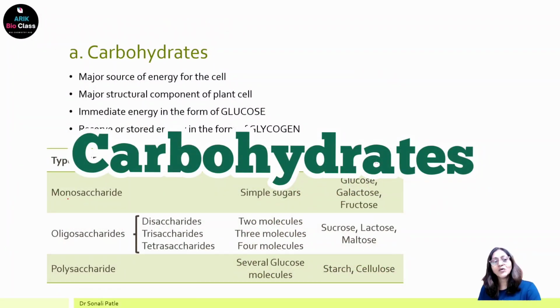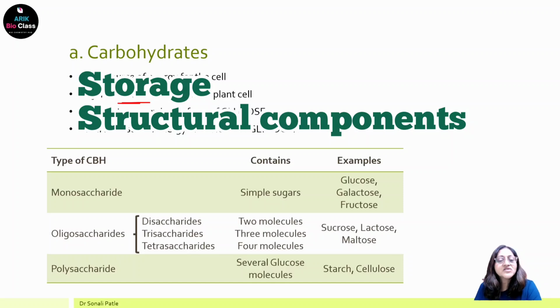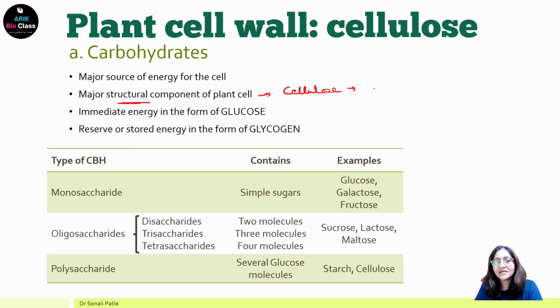Carbohydrates. Carbohydrates are the major sources of energy of the cells. They are an instant form of energy. And apart from that, they are major structural components of the plant cell. As I had mentioned earlier, cellulose is a component of the cell wall, right? It is a component of the cell wall.